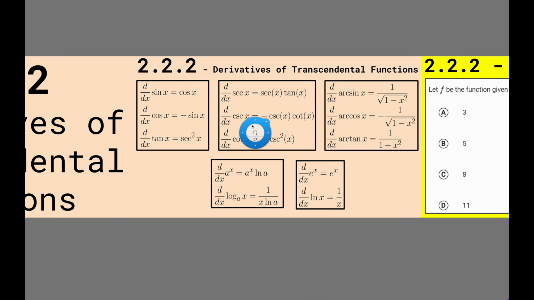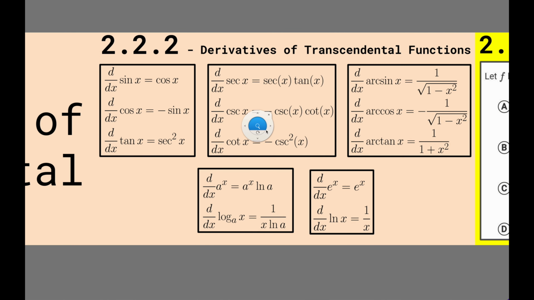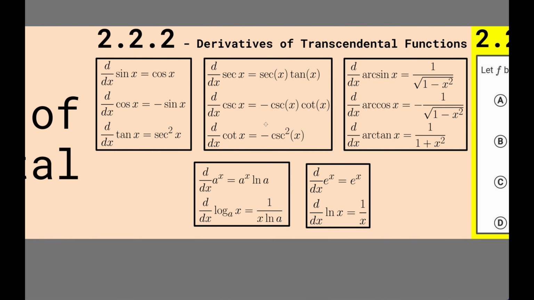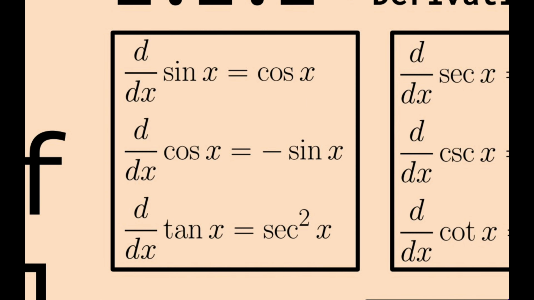Okay, so those are the derivatives of the transcendental functions. You are going to want to memorize each of those because you're going to need those to figure out the derivative. Let's just break this down here. This first one right here, the derivative of sine is cosine. So whenever you see the derivative of sine, you just know that it's cosine, so you can write that down as the answer.